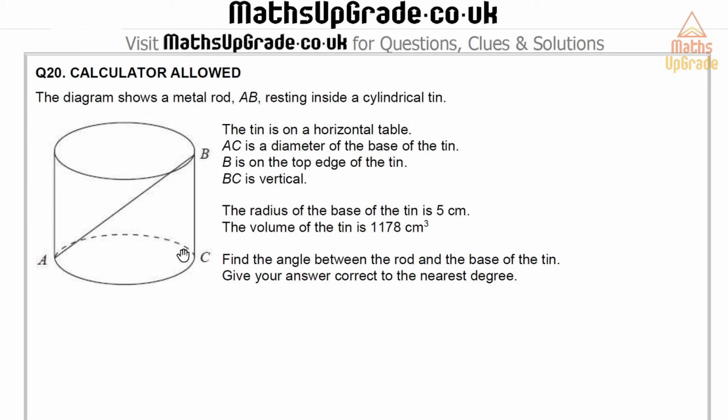So in this question, this involves the volume of prisms. I need to know the formula for the volume of a prism, specifically a cylinder. I'm going to find the height using that formula. Then when I've found the height, I can find the angle between the rod and the base of the tin. For that I'm going to use trigonometry. If you're unfamiliar with how to find volumes of prisms, do look back at my video on volumes of prisms on my YouTube channel.